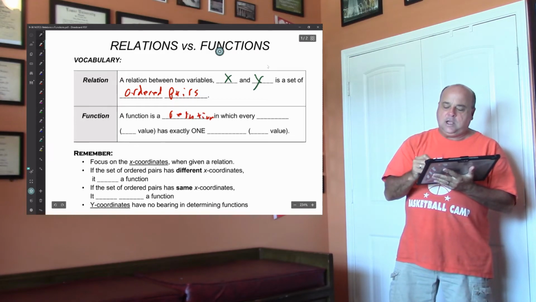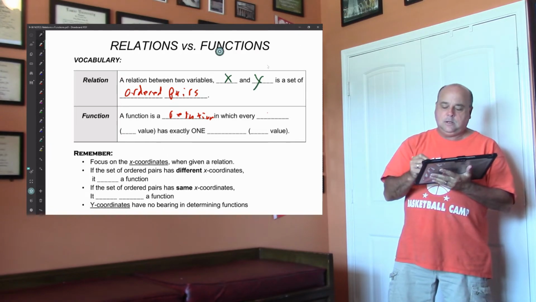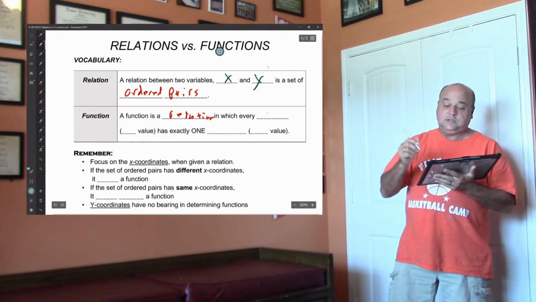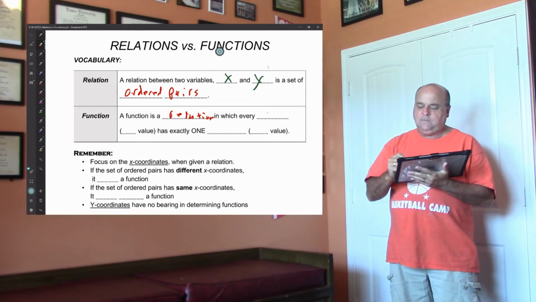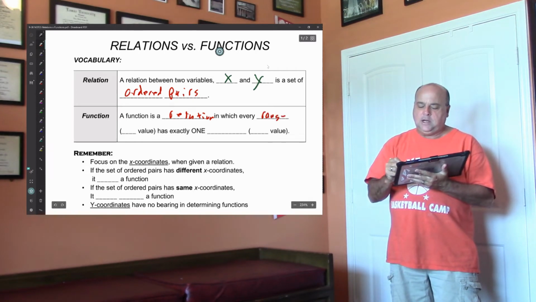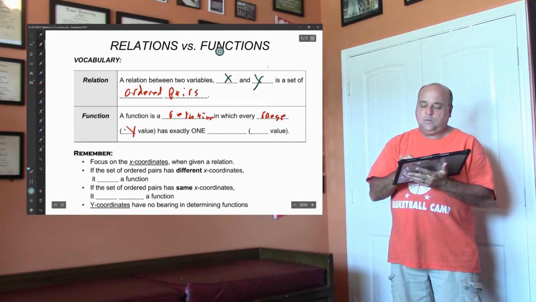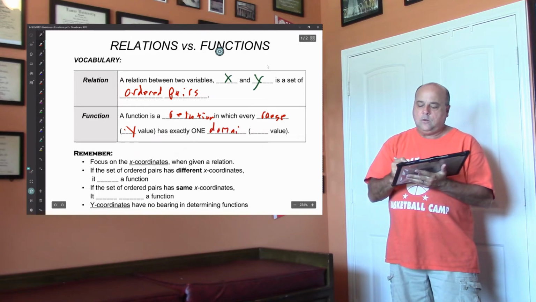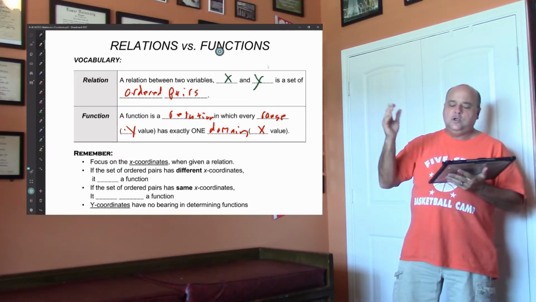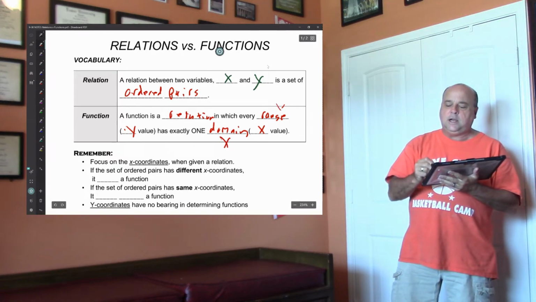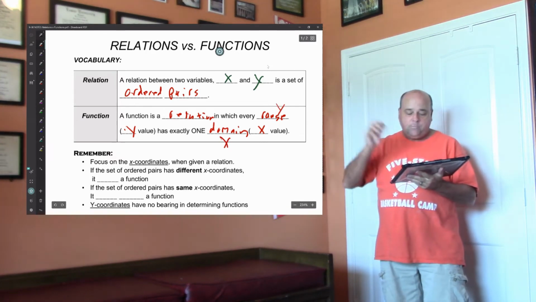in which every y value, or every range, let's be exact here, every range has exactly one domain value. Every range, or y value, has exactly one domain, or x value. So we're looking at the domain and the range, right? Your domain is your x and your range is your y, right?